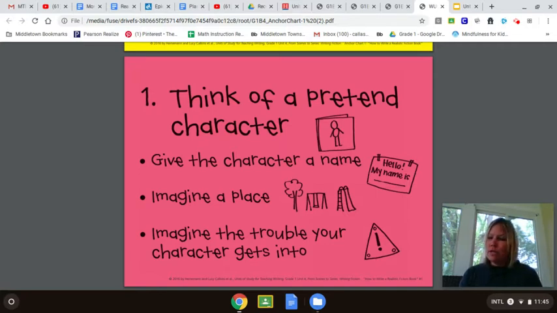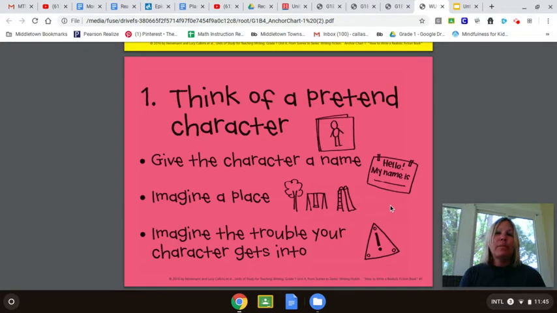Today, your job is going to be to start brainstorming for your realistic fiction book. So step number one is you're going to think of a pretend character in your story. You're going to give the character a name.